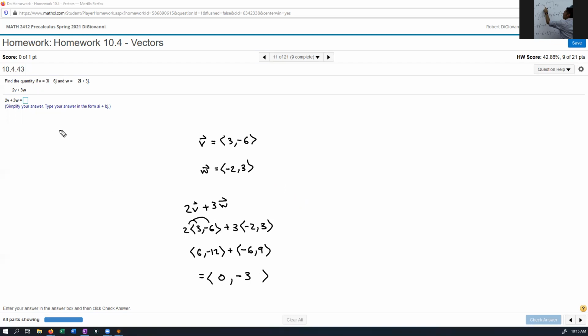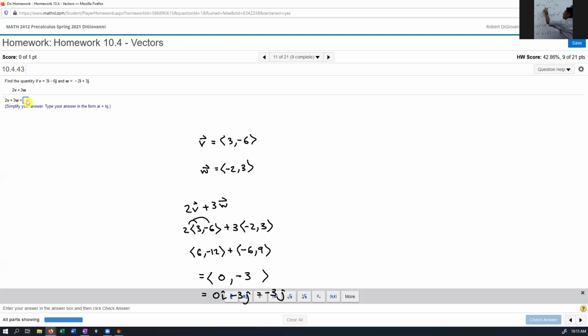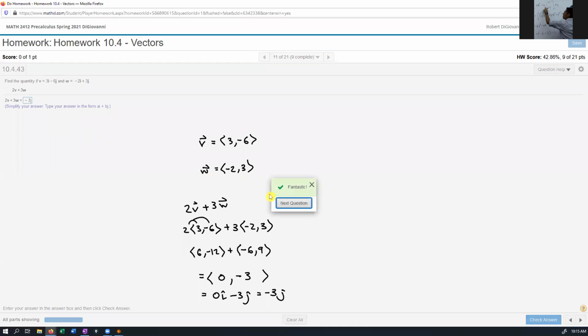Oh, and they want the form of the answer using I hat, J hat. So this is 0 I hat minus 3 J hat. So this should just be minus 3 J hat. So minus 3 J, I guess I'm just going to put J. Okay.